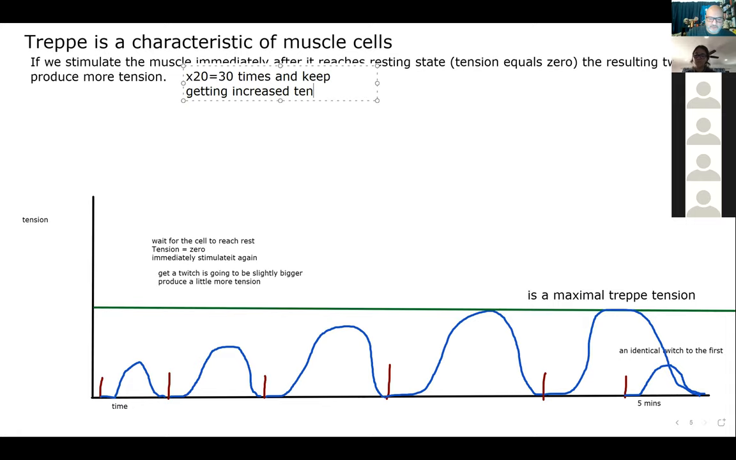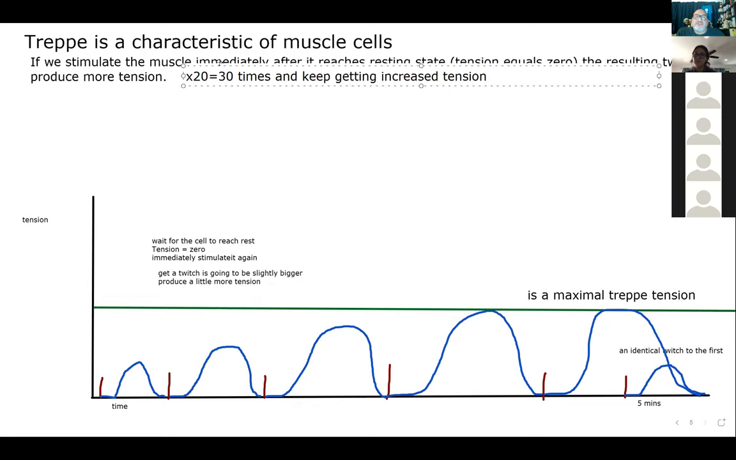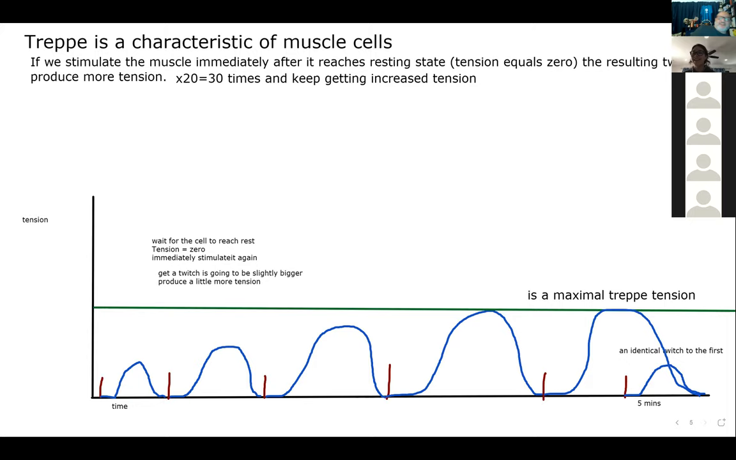All right, we understand the definition of what treppe is? Yes. Excellent. Could you put it into context? Like, for example, a twitch, let's just say. We'll get there in a second. I promise you we'll get there, but there's one big important question we have to answer first. Why is this occurring? What do you think is happening here? Why did we, if we waited 5 minutes, get a regular normal size twitch, but if we twitched it right away, we immediately got an increase in tension?